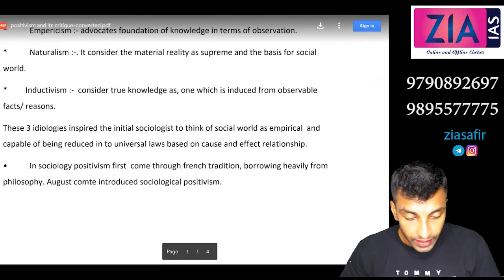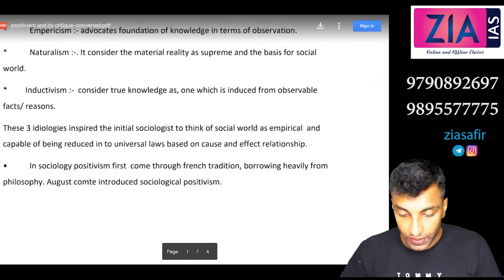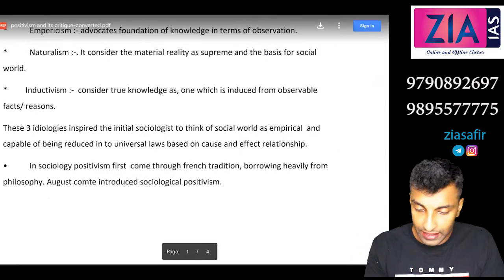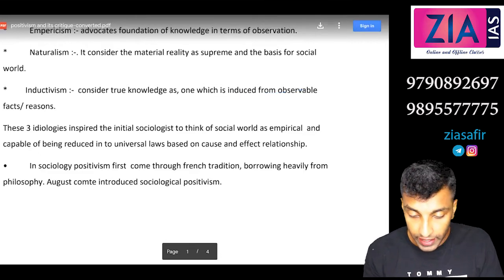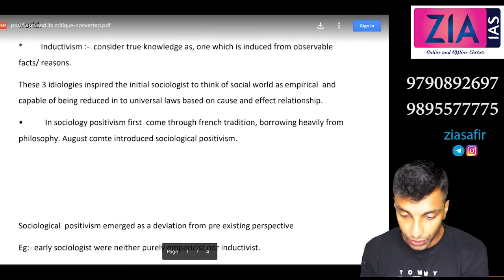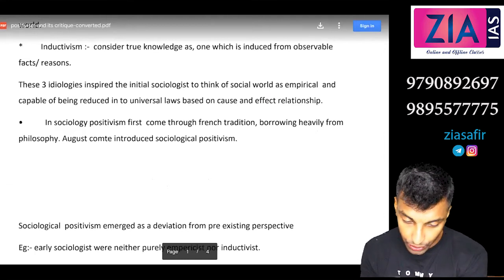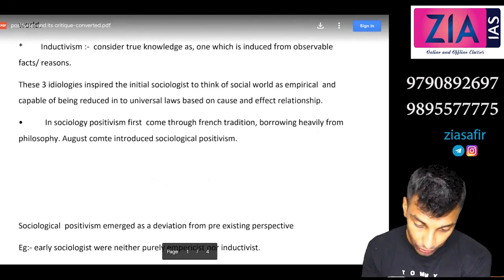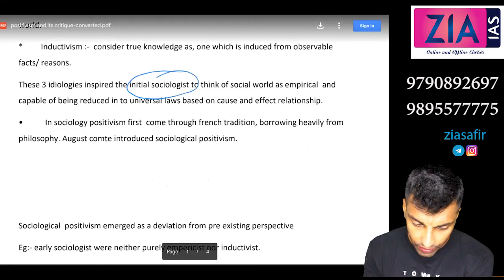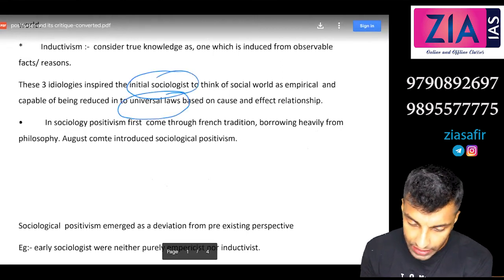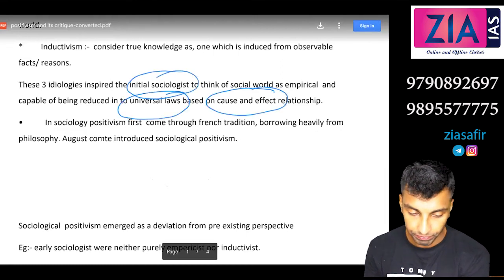Inductivism considered true knowledge as that which is induced from observable facts and reason. It is a method of theory building. So these three ideologies inspired the initial sociologists to think of the social world as empirical and capable of being reduced into universal laws based on cause and effect relationship. The initial sociologists wanted to make universal laws based on cause and effect relationship.